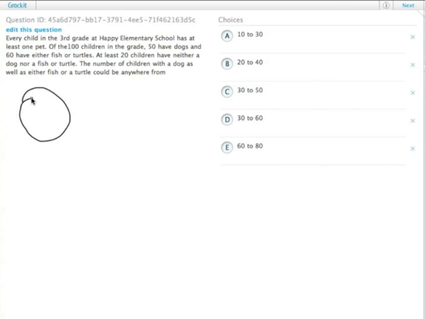So we have basically 2 options here. So we have, let's make this dogs. And then this we'll just call fish or turtles. We don't actually ever have to differentiate between the two in the problem. It's just fish or turtles.